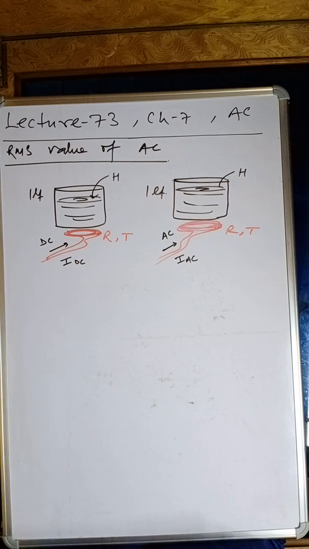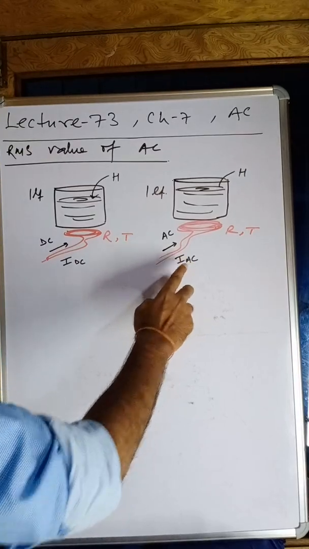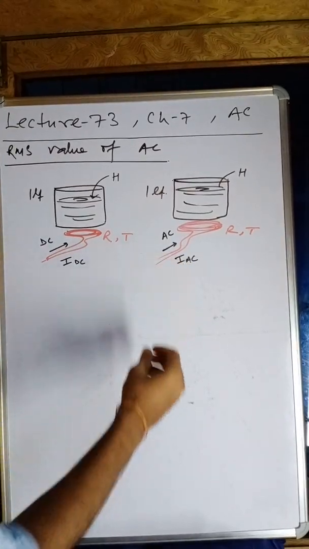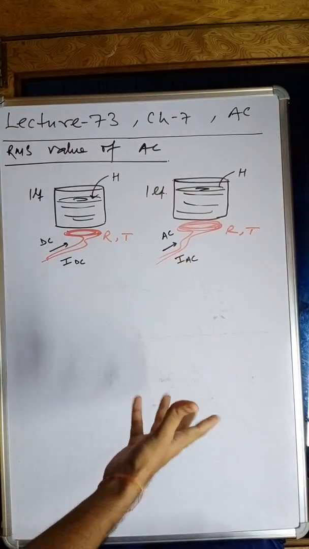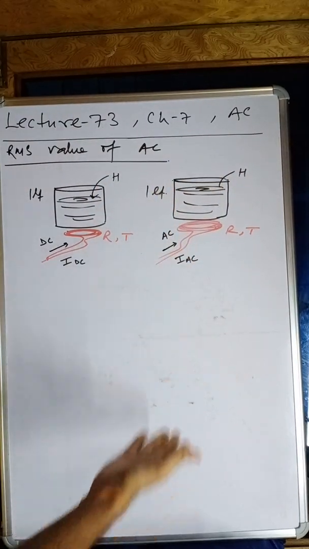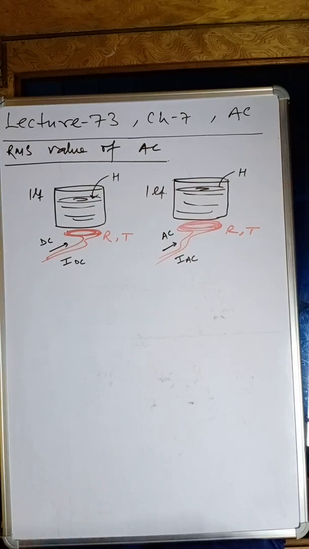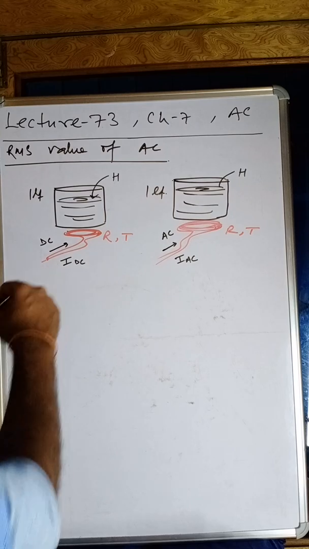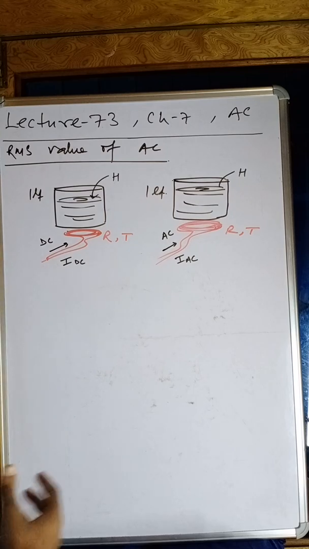Here, we know that the current through AC should be larger. If we want to get the same heat in the same time through the same resistor, then we should maintain this AC current a little bit higher than the DC current, because the DC supply is a constant value, so it should be higher. Now try to understand the RMS value.